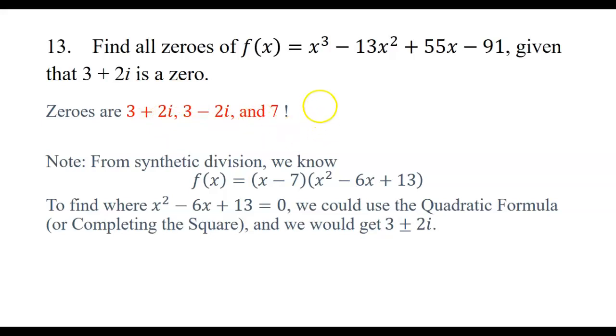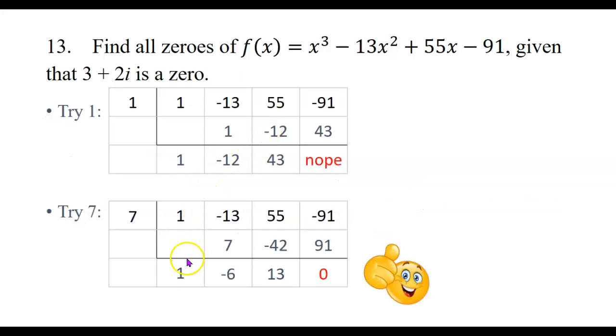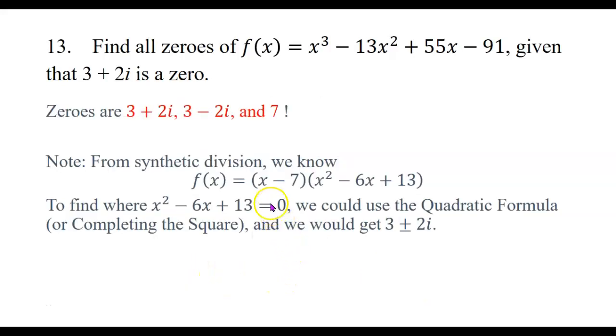And since we know them all, we could stop right now, but I want to point something out. When we did the synthetic division and found that 7 was a zero, we also got a quotient of 1x squared minus 6x plus 13. So we know our polynomial factors into x minus 7 times x squared minus 6x plus 13. So the zeros of that polynomial, well, one of the zeros is 7, and the other two zeros are the numbers that make x squared minus 6x plus 13 come out to equal 0.